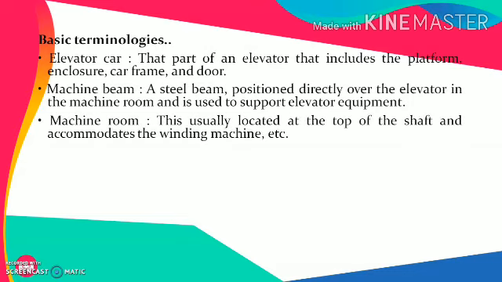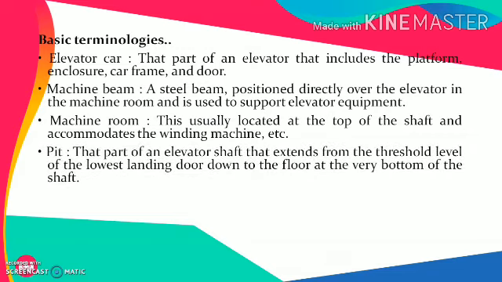Third is a machine room. This is usually located at the top of the shaft and it accommodates all winding machines, etc. So the machine room is that particular room where every machinery essential for the operation of the lift is kept, and it is most of the time located exactly above the shaft of the lift.